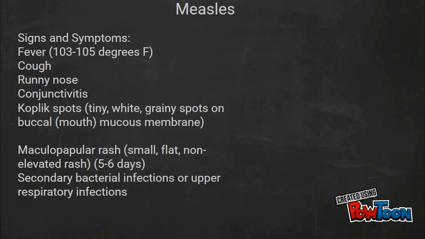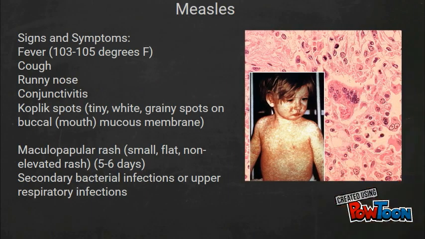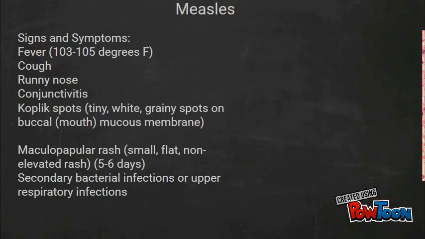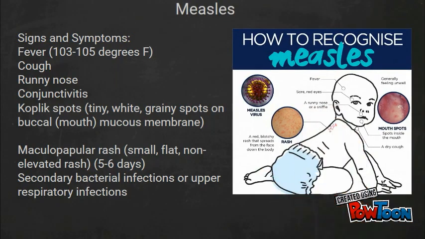Notable signs and symptoms of measles are fever of 103 to 105 degrees, conjunctivitis, and Koplik spots, which occur in the mouth, similar to what you see in strep. The most recognized sign is the maculopapular rash, which appears as a flat red rash all over the body. Secondary infections can also occur.